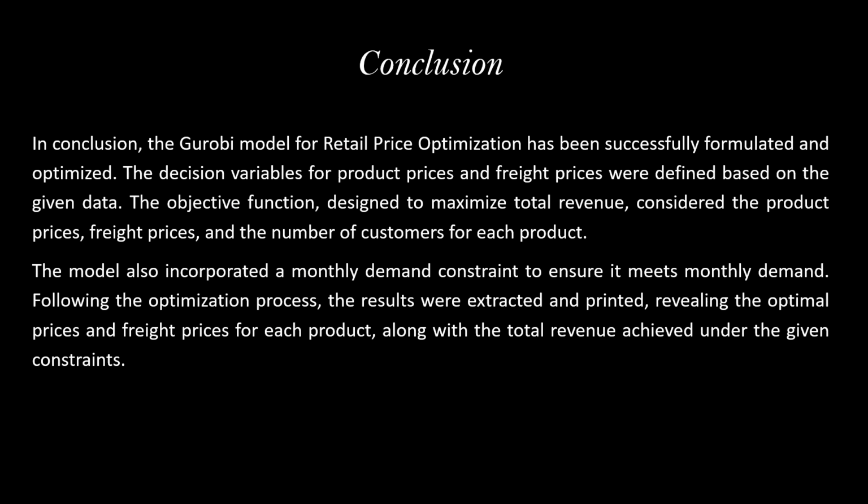Coming to the conclusion, this Gurobi model for retail optimization is successfully formulated and optimized. Our decision variables, the product prices, freight prices, and the customers for a particular month, have been successfully calculated. The objective function to maximize revenue is also formulated based on the decision variables. As I said before, the model also incorporated a monthly demand constraint to ensure it meets monthly demand. Following the optimization process, the results were extracted and printed, revealing the prices, freight prices, and the customers.